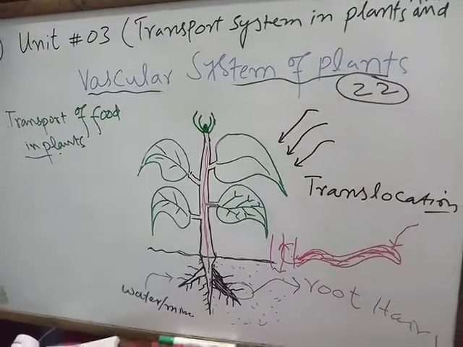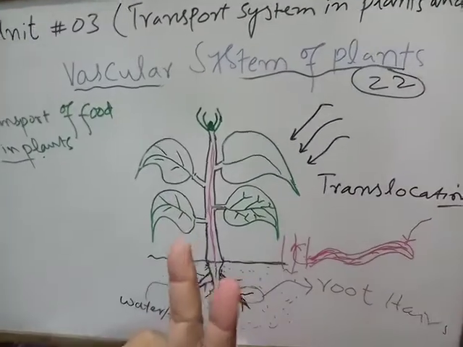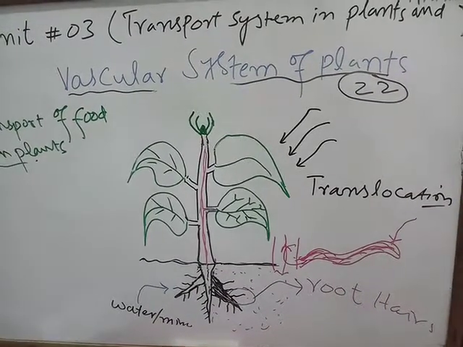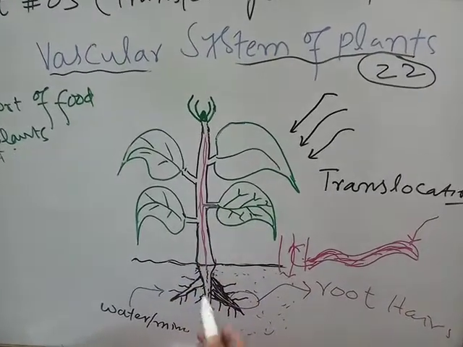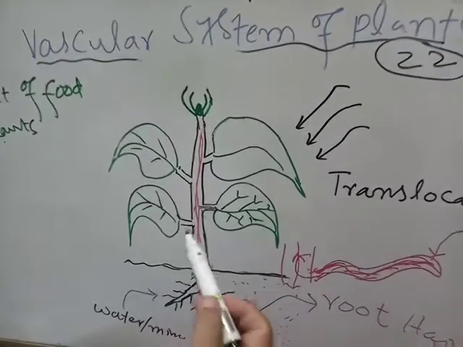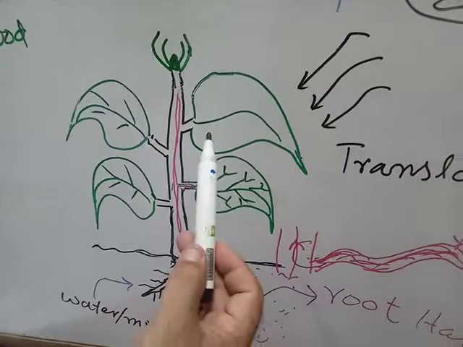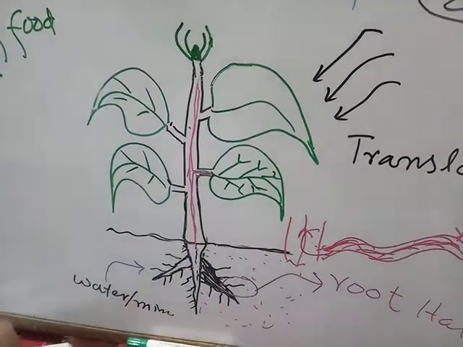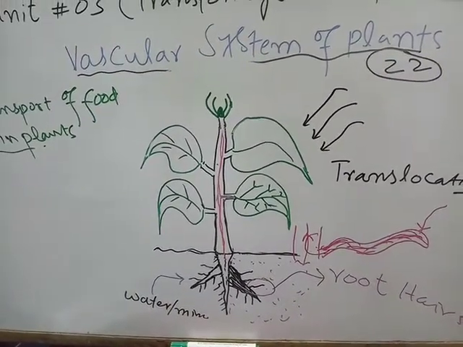Remember that the prepared food from leaves goes to two points. Number 1, storage points. Number 2, growing points. Storage points may be stem, roots, seed, or fruit. So glucose or sugar, whatever may be the prepared food, goes from leaves to stem, roots, seeds, or fruits where it is stored.